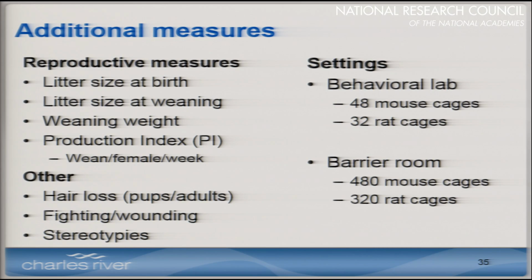So reproductive measures, we looked at litter size at birth, litter size at weaning, weaning weight, and the production index. We also looked at hair loss, fighting and wounding, and stereotypic behavior. Some of this was performed in the behavioral lab that I showed a minute ago, and then the data was also collected in the study performed in a barrier room with relatively large numbers of cages.